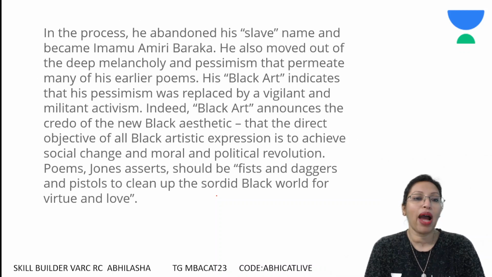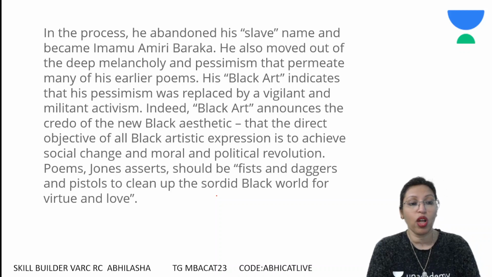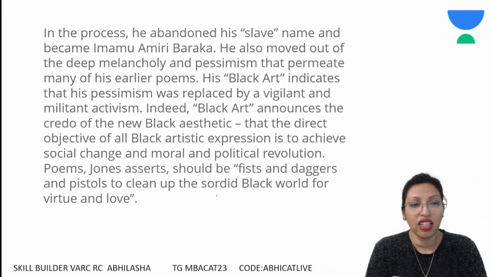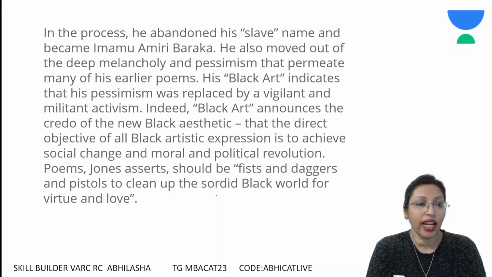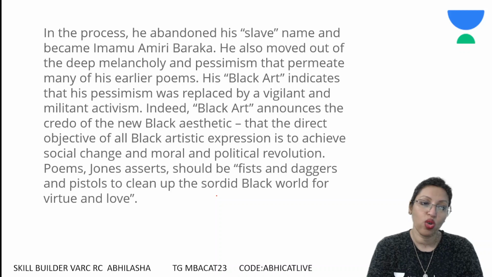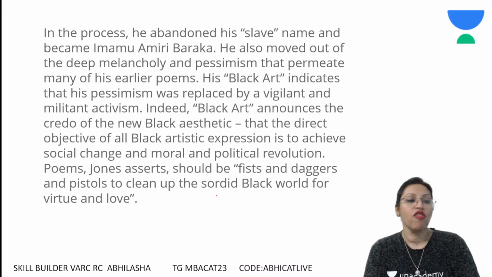In this process, he abandoned his slave name and became Imamu Amiri Baraka. He also moved out of the deep melancholy and pessimism that permeate many of his earlier poems. So now we're talking of Leroy Jones and saying that when he started finding this militancy inside of him, he started writing differently. His Black Art indicates that his pessimism was replaced by a vigilant and militant activism. Indeed, Black Art announces the credo of the new black aesthetic, that the direct objective of all black artistic expression is to achieve social change and moral and political revolution. Poems, Jones asserts, should be fists and daggers and pistols to clean up the sordid black world for virtue and love.